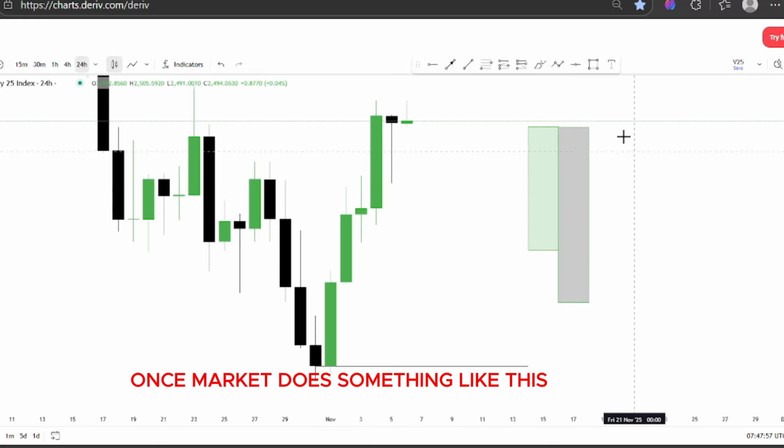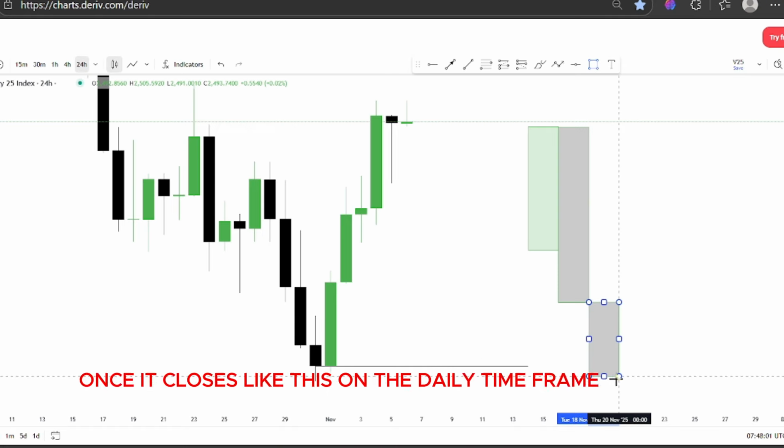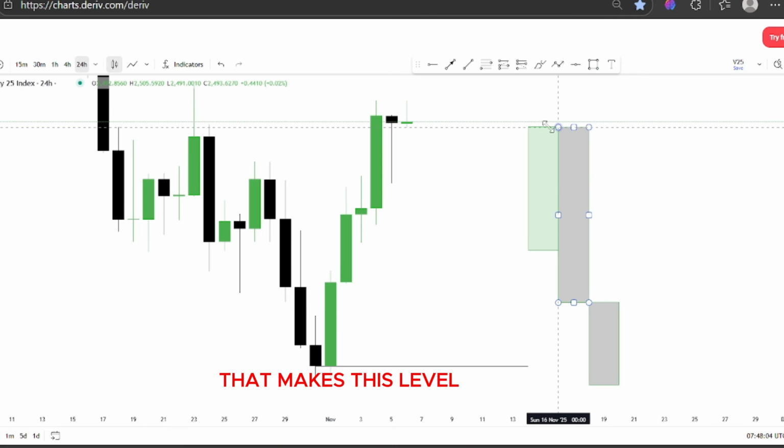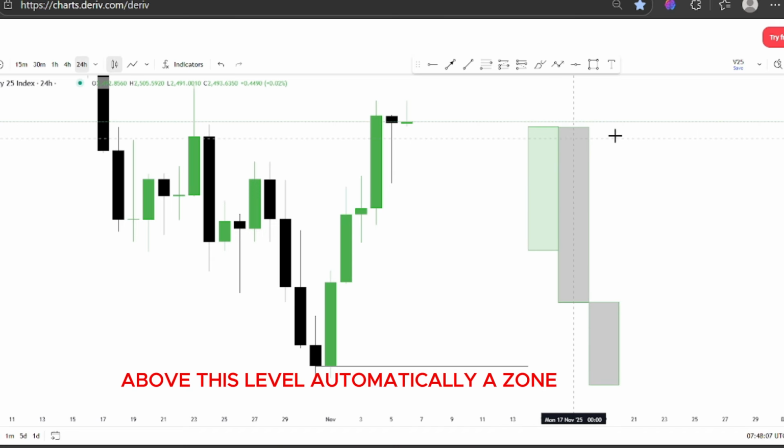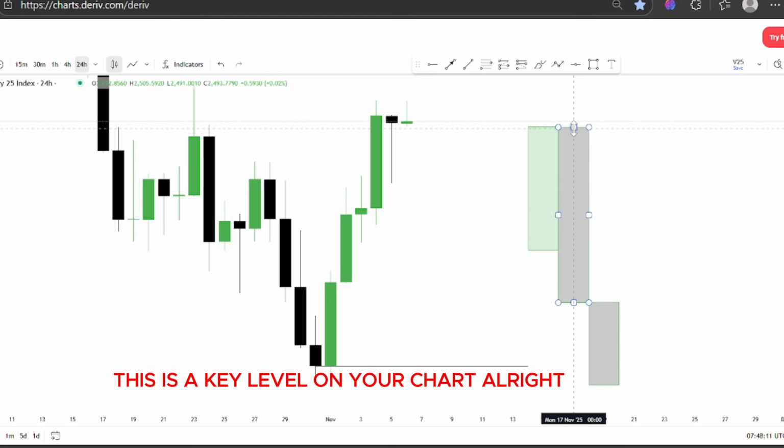All right, once the market does something like this and it keeps going down, once it closes like this on the daily time frame, that makes this level above automatically a zone. This is a key level on your chart.